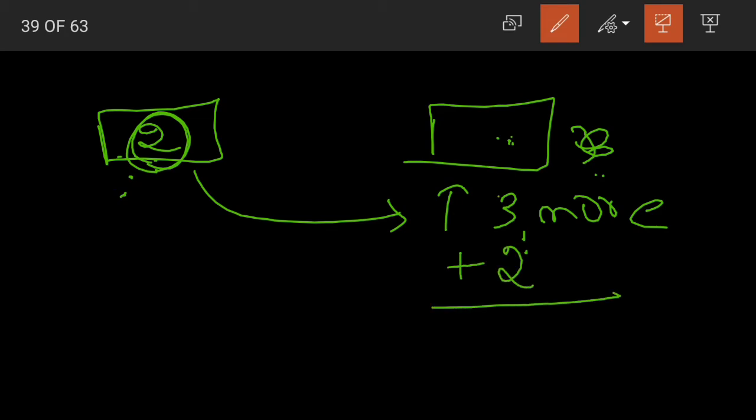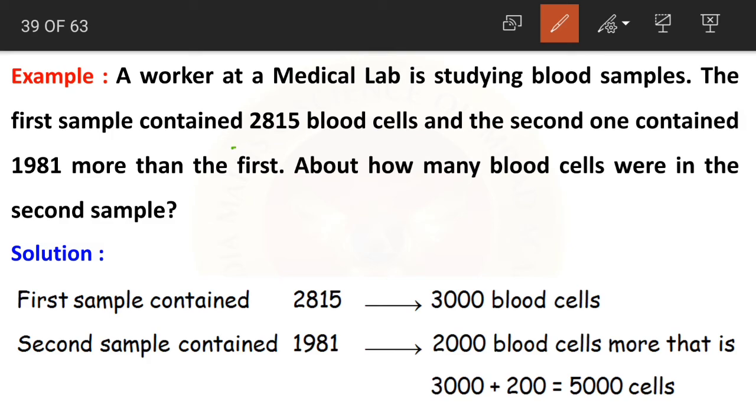So we need to add 3 plus 2, 5. He has 5 balls in the second box. Yes, children? He has 3 more than 2. So 2 plus 3 becomes 5. Clear?